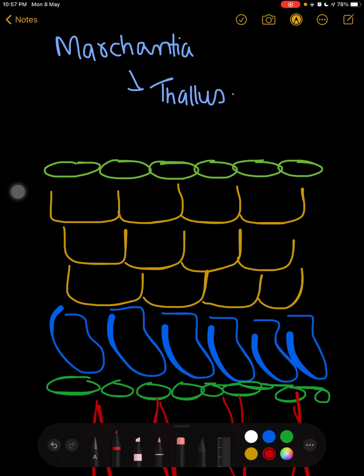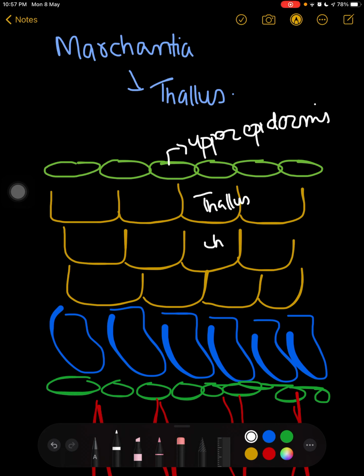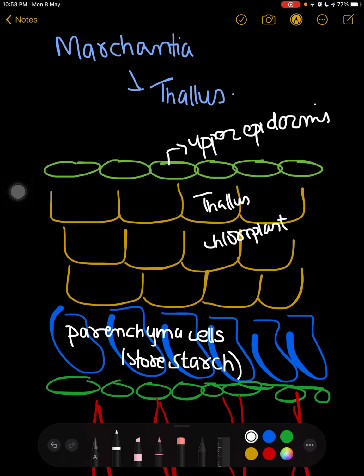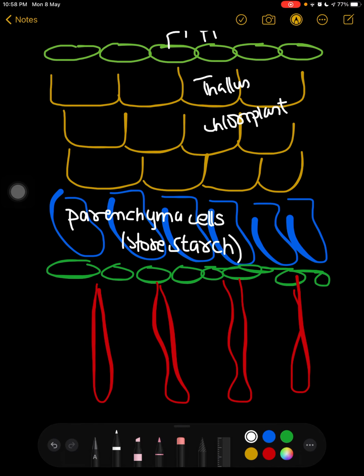Let me label this. This is the upper epidermis, right? This is a thallus. Basically it contains chloroplasts, and all the photosynthesis happens in this thallus. It is rich in chloroplasts, right? After this we have these parenchyma cells, which basically store starch, right? Then we have this lower epidermis.